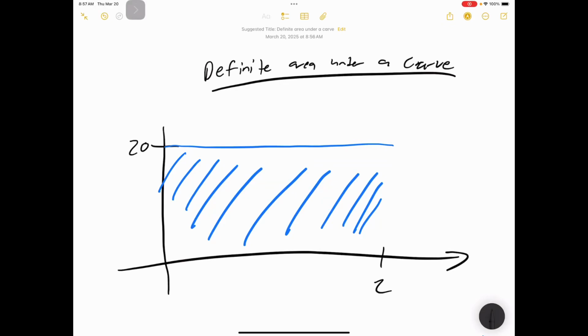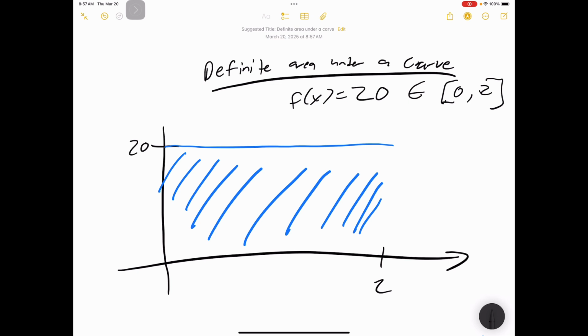Let's say we're interested in finding the area under a given curve. For this first function, we see maybe the function f of x equals 20, because we have a constant line at 20, in the range from 0 to 2. And we would like to find the area of the shaded region. We would like to find how much of the blue region there is.